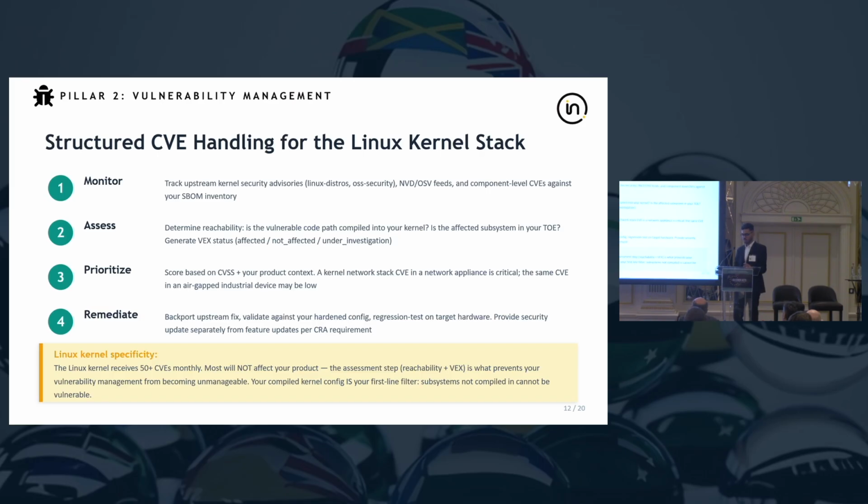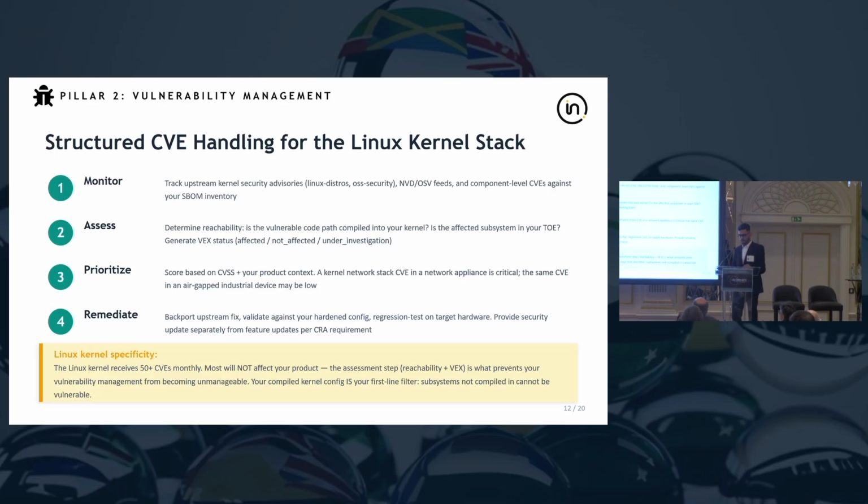Step 2 is assess, and this is probably the most important part for every CVE. Determine whether that vulnerable code was actually compiled within your TOE kernel. Is the affected subsystem even a part of your product TOE? Because since we started with a minimal config, if we are able to establish that the vulnerable component was not a part of the kernel at all, the CVE automatically becomes not applicable. That saves your time as well. Generate a VEX document, obviously, and document your assessment.